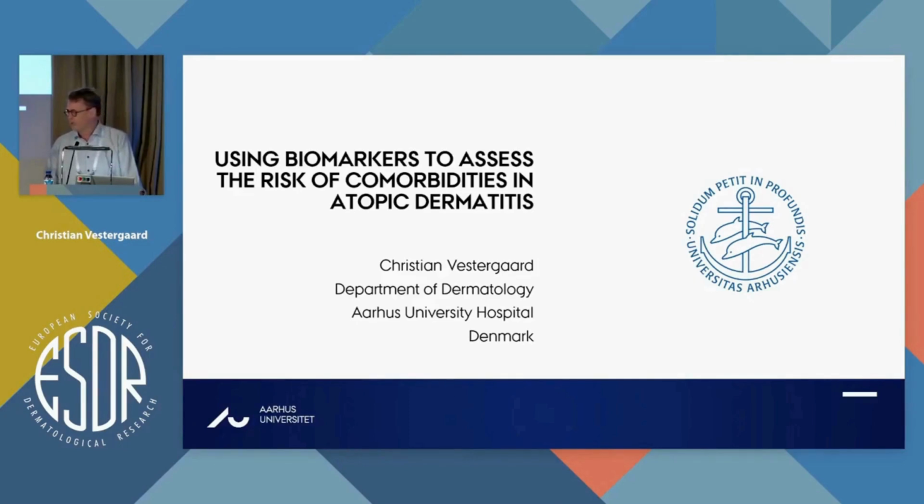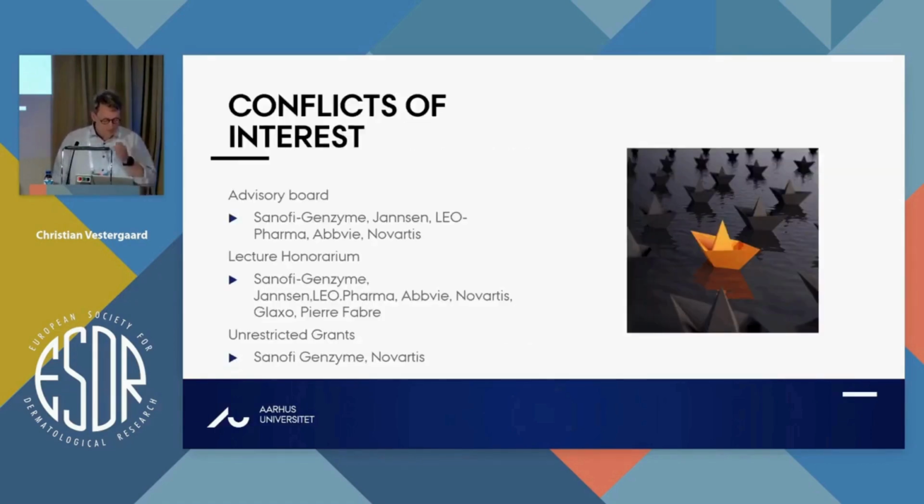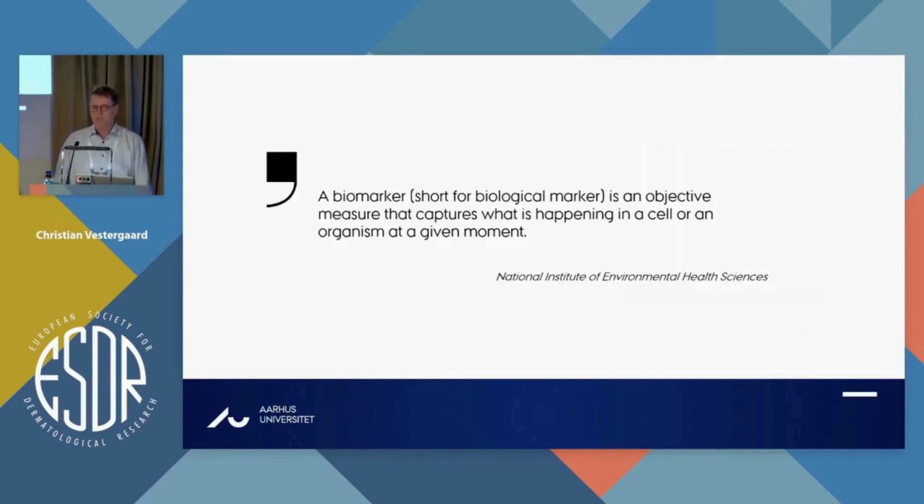We've already heard a lot about biomarkers, about different proteins to measure, and I think we've had some wonderful talks until now. These are my conflicts of interest, and I'm going to go straight onto this because I wanted to check out what really is the definition of a biomarker, because we have been talking about biomarkers for quite a long time. And I found this definition from the National Institute of Environmental Health Sciences. What it says is that a biomarker is an objective measure that captures what's happening in a cell or an organism at a given moment.